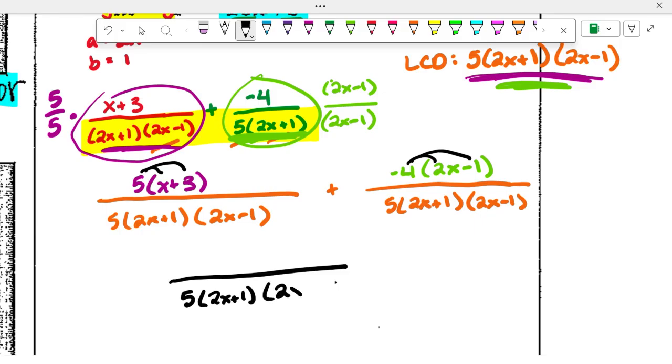Again, it's just kind of chilling. It's not doing anything. We're not touching it just yet. And then I want to write out my distributed values. So 5 times x is 5x. 5 times 3 is positive 15. Negative 4 times 2x is negative 8x. So this is why I said put the negative up there, because we're already taking care of it. Negative 4 times negative 1 is positive 4.